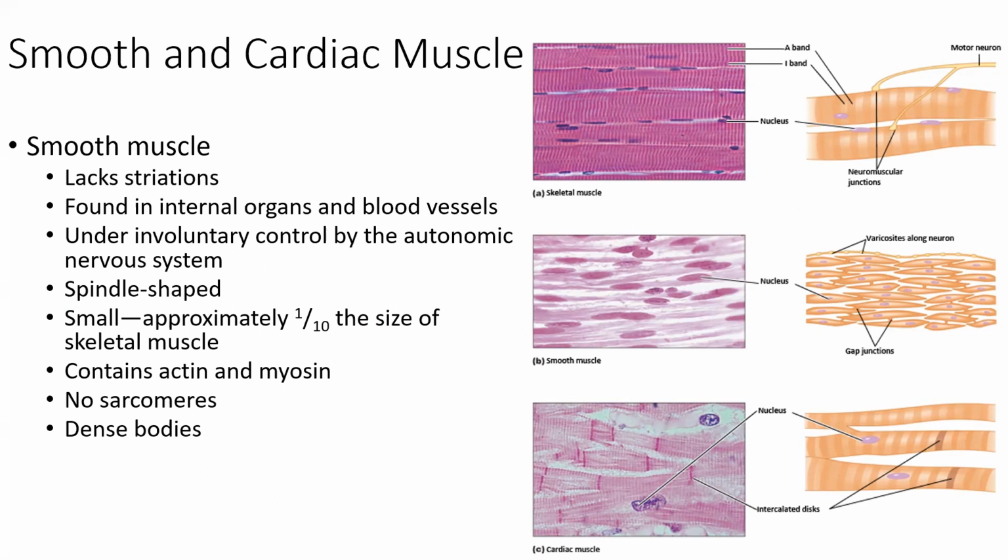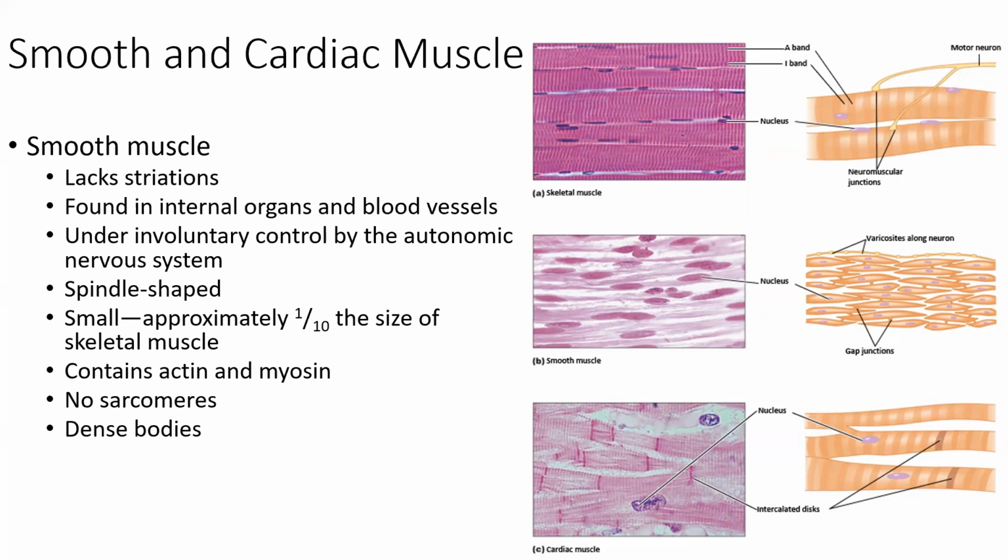It's found in internal organs, so think about the bladder, think about the uterus, think about your gastrointestinal tract from the esophagus all the way through. And we said blood vessels, yep. So the internal organs and blood vessels are where we mainly see smooth muscle. Again, it's under involuntary control. So that's going to be control of the autonomic nervous system, meaning that we don't consciously decide to constrict blood vessels or to contract the bladder.